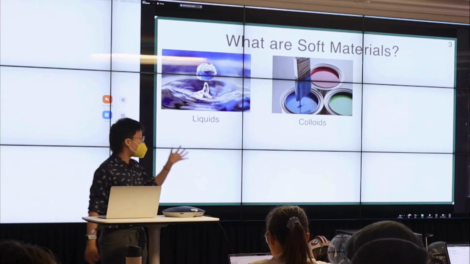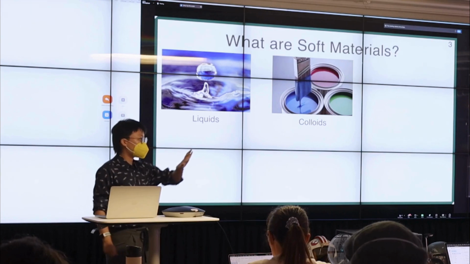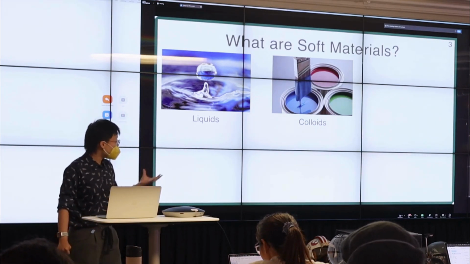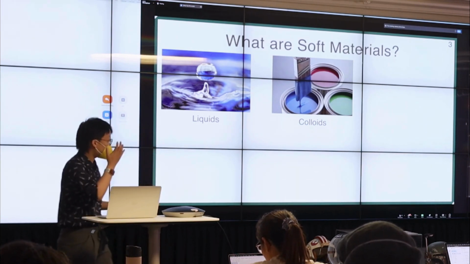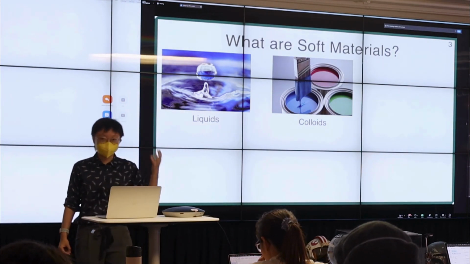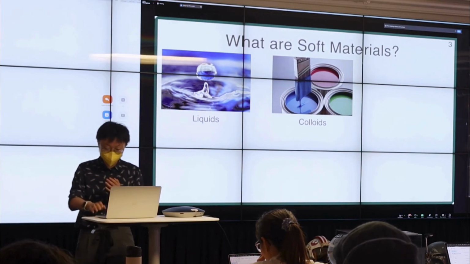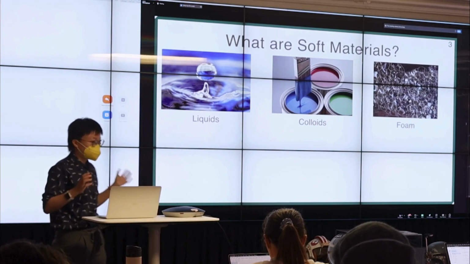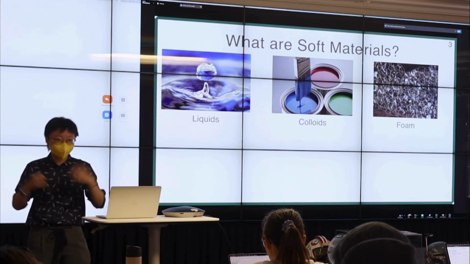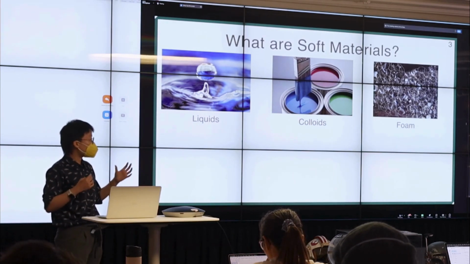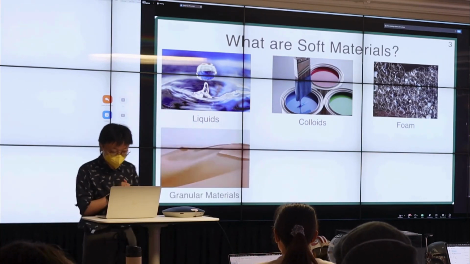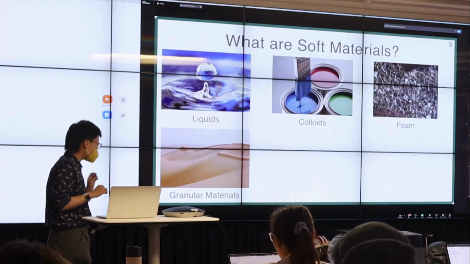Colloids are also soft materials. We all have paint in this room. Paint is a type of colloidal solution, and milk is also a colloidal suspension. People really like to use particles to think about a lot of assembly behaviors. Foams are also soft materials, and foam has the property that you can have a rigid foam and a non-rigid foam. To study that transition, there's a lot of interesting science to do. There are also granular materials, like sand.